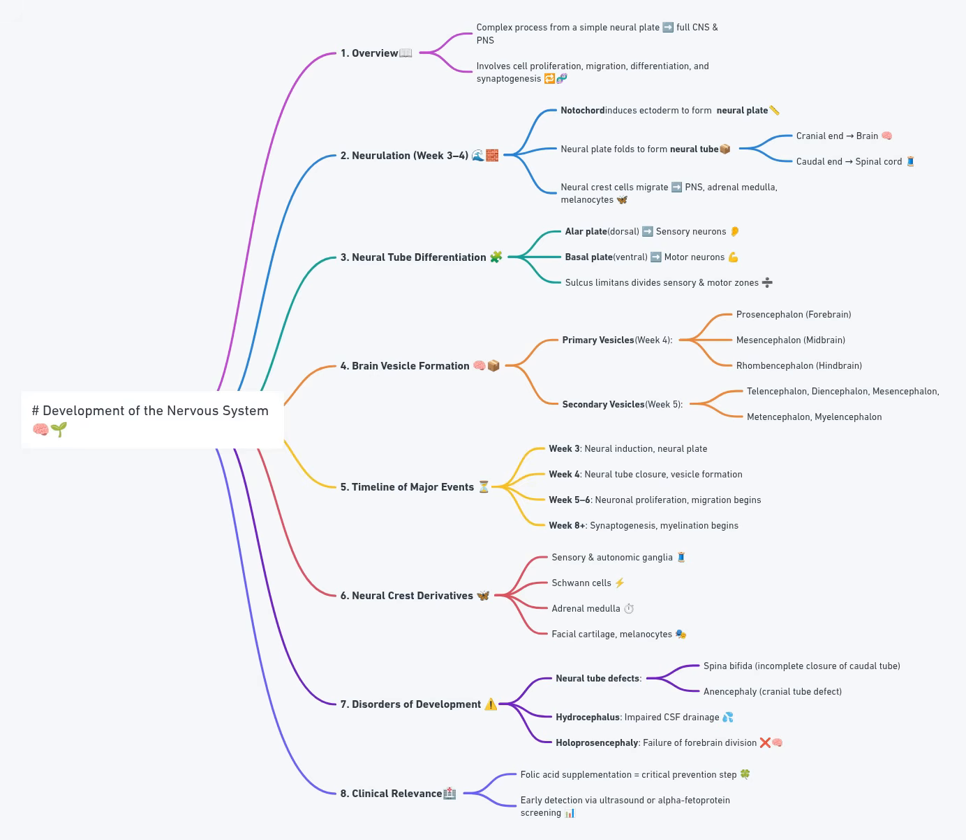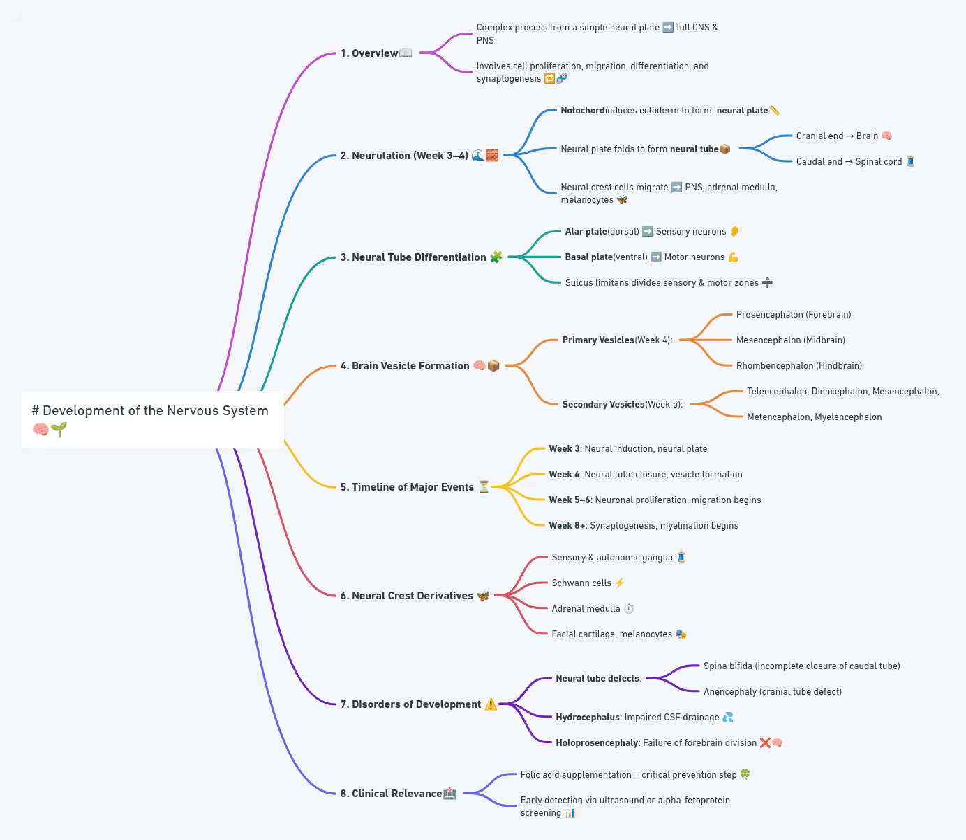The cranial end enlarges and develops three primary brain vesicles: the prosencephalon (forebrain), mesencephalon (midbrain), and rhombencephalon (hindbrain). These primary vesicles further divide into 5 secondary brain vesicles. The prosencephalon forms the telencephalon and diencephalon. The mesencephalon remains undivided. The rhombencephalon gives rise to the metencephalon and myelencephalon.